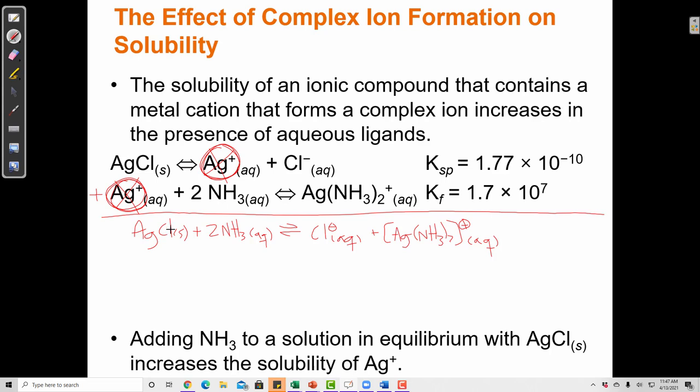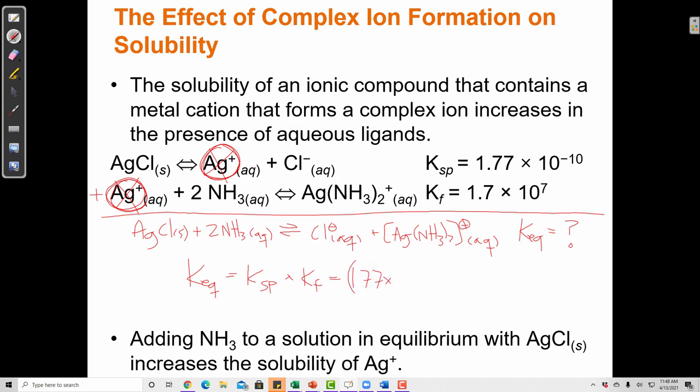So when I do this to these chemical equations, then what do I do to their KFs? So this is KEQ, and I want to know, how likely is this to happen? What's the equilibrium constant for this reaction? So KEQ for this new reaction equals KSP times KF. Well, pretty easy.